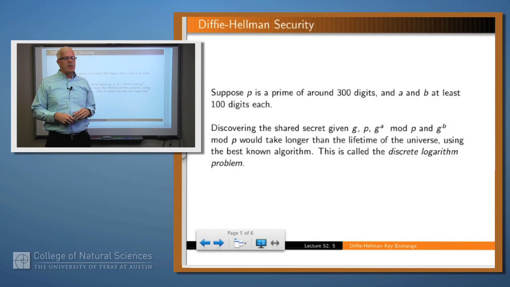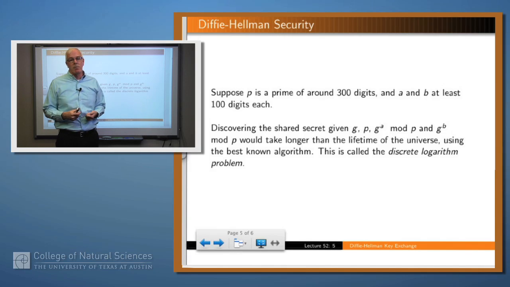So how secure is this? Well, suppose P, which was the prime modulus, is around 300 digits, and A and B are each around 100 digits. Well, then discovering the secret value that they compute would require longer than the lifetime of the universe by the best known algorithm that we currently have. This is called the discrete logarithm problem.